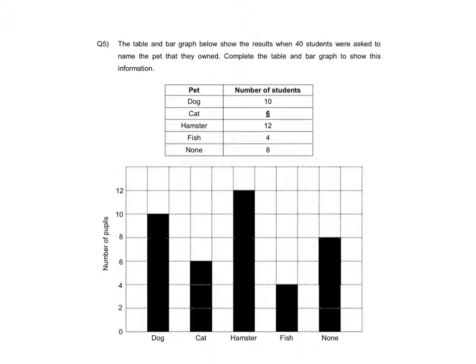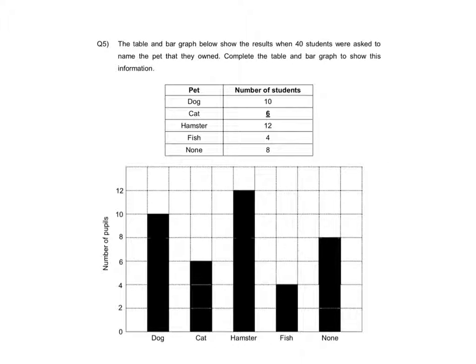Okay, now another way they can test you is to give you a graph. In this case, it's a bar graph, and then the table. So now what you need to do is, they will put something missing here, either in the table or in the graph. For this case, there are two of them missing.